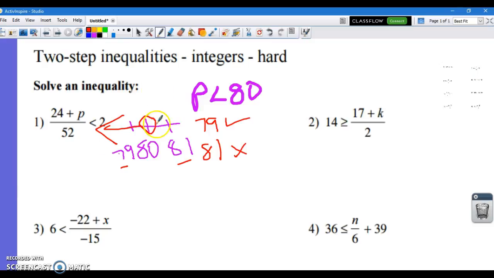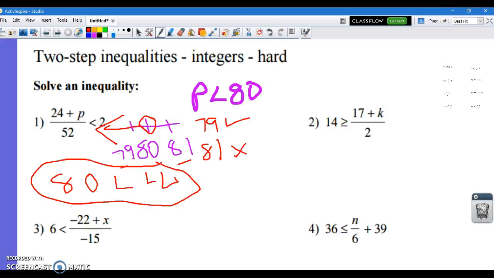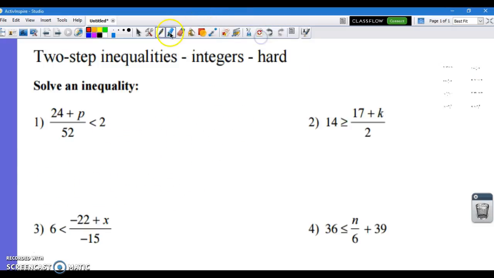So final answer, this is what I'm looking for: a little bit of a graph, and then your final answer of p is less than 80. If this was your remote, you would have put 80, less than, arrows going to the left. It would look like that in your remote. So be sure you have that for the next time we practice with the remote.